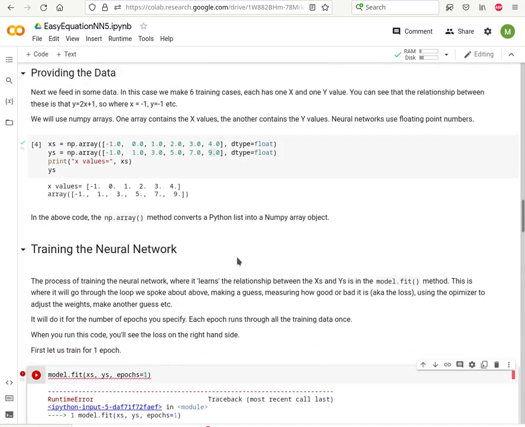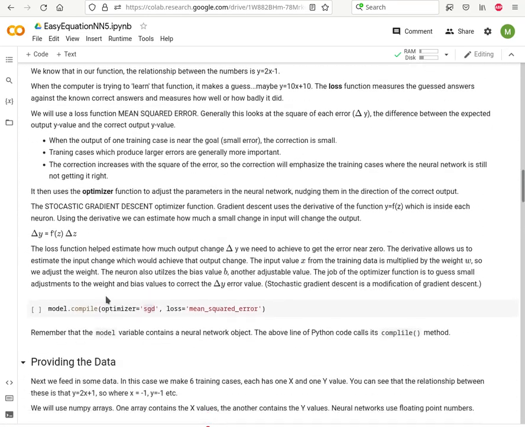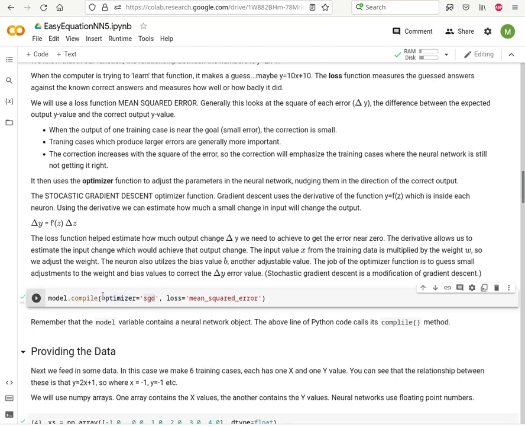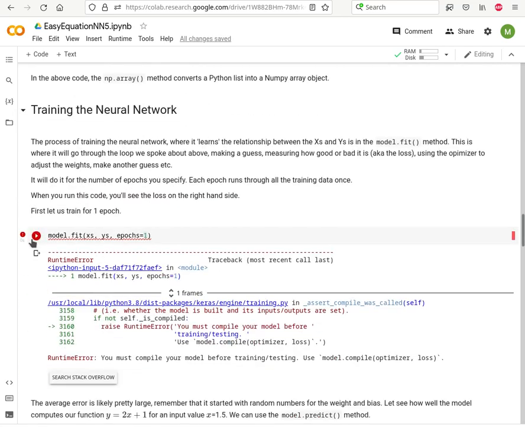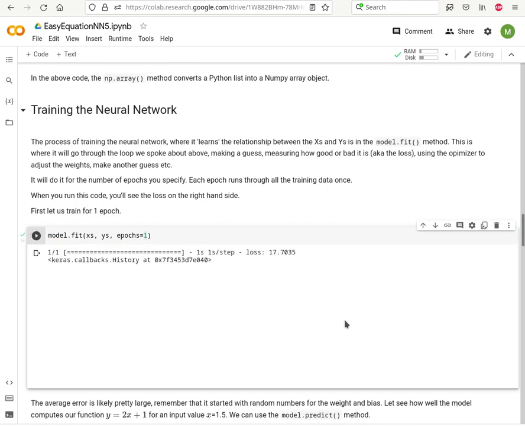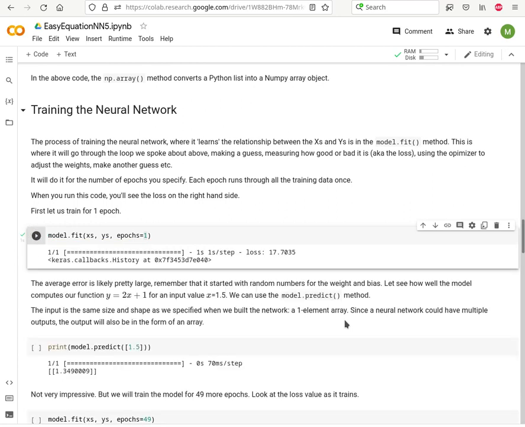It says I hadn't compiled it. One moment. Yep, I forgot to compile it. Let's compile it. There we are. And now let's try doing this again. Okay. So it ran once, and it's telling us at the end of each epoch, of which we had only one, what was here. It says loss. That's the value of our error. So the mean squared error here was almost 18.